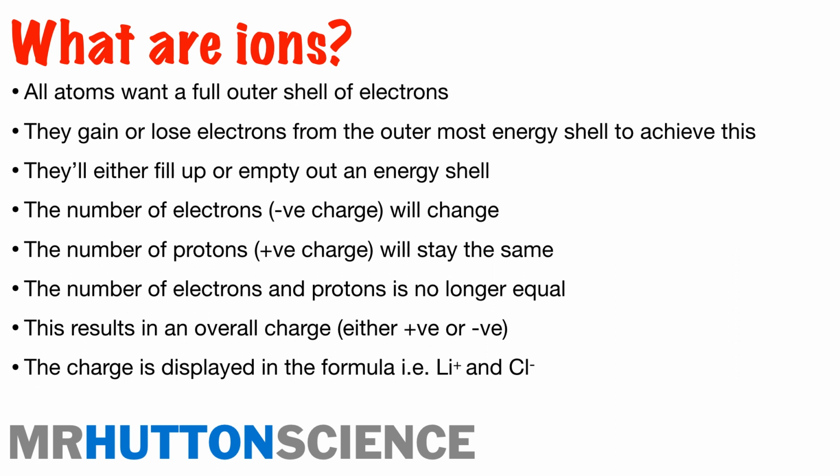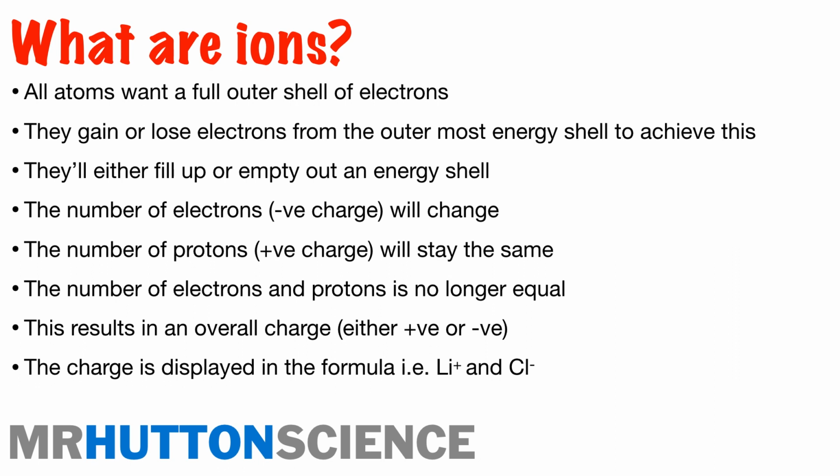Right, but if we do lose or gain electrons, our balance between electrons and protons is no longer equal, and it will result in a charge, okay, either a negative or a positive charge. And quite often we can see the charge displayed next to the element in the formulae, for example, Li+ and Cl-. If something's written down without a charge, without a plus or a minus, then it's neutral. Overall it is neutral, it has no charge.